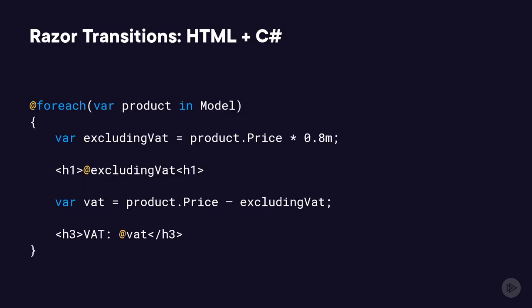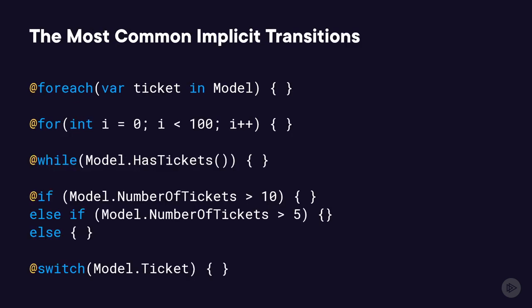This is called transitions. Most of the time, we use what's known as an implicit transition. This is the concept of combining C# code together with HTML. The Razor internal components will figure out where you're using C# and where you're using HTML. For example, the most common implicit transitions that you are going to use are foreach, for, while, conditional if, else, and switches. These all start with the directive, the @ symbol, followed by, for example, a foreach.